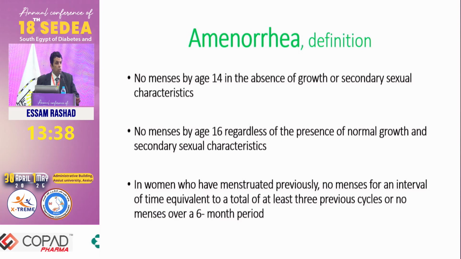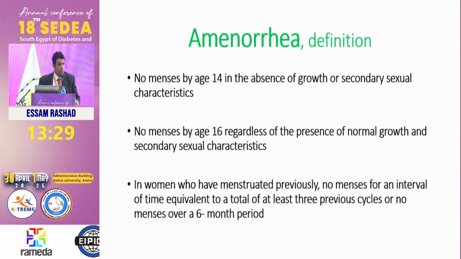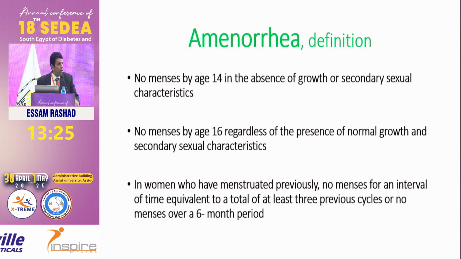So if you are a young girl and you came to the age of 14 without menses, without any secondary sexual characteristic development like the breast, for example, then that's an indication to start investigation. And if you are a girl at the age of 16, regardless of whether you have secondary sexual characteristics or not, that's delayed puberty, and we need to look into the cause. If you are already a menstruating woman and then the menses stopped for 6 months, or the equivalent of the length of 3 cycles, this is secondary amenorrhea.